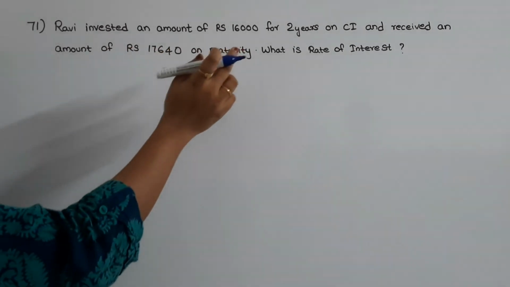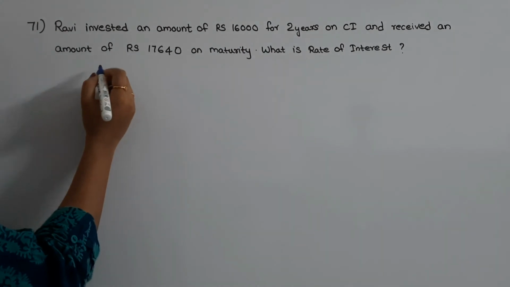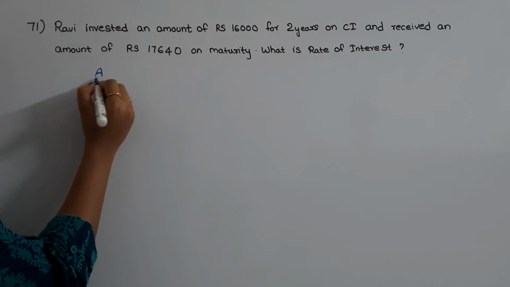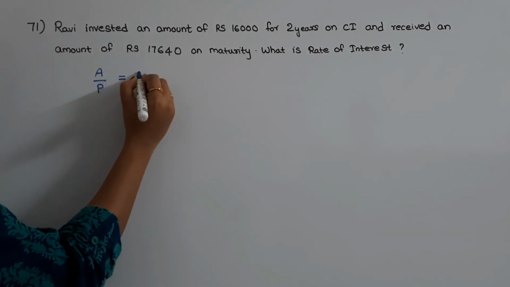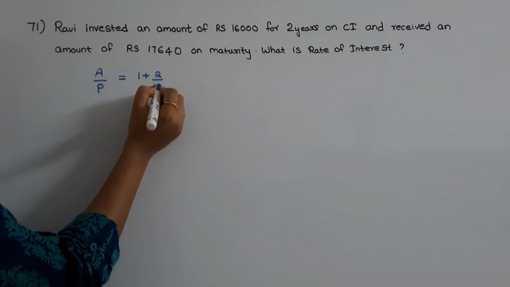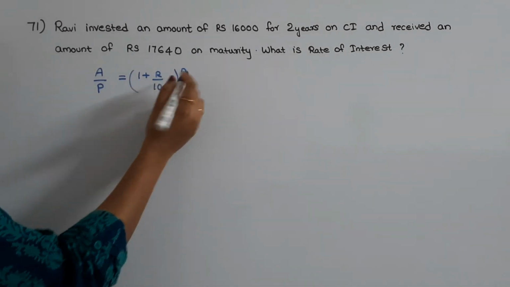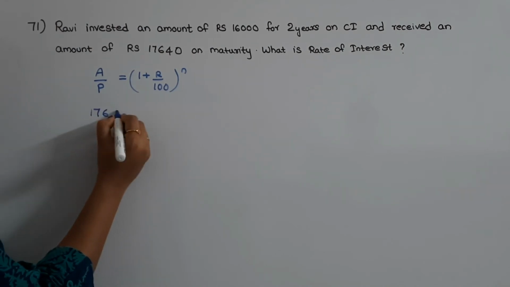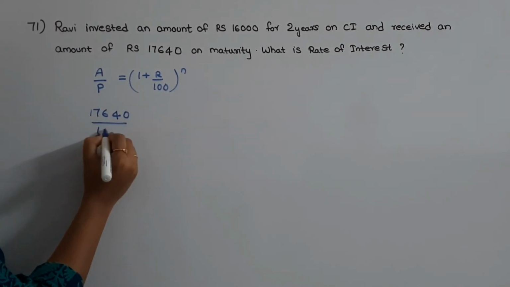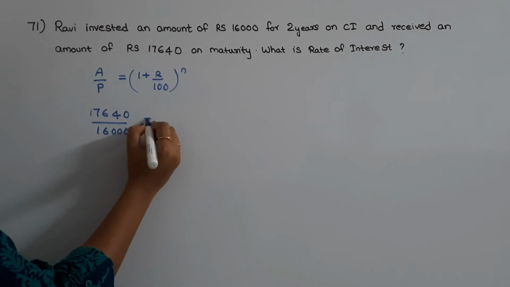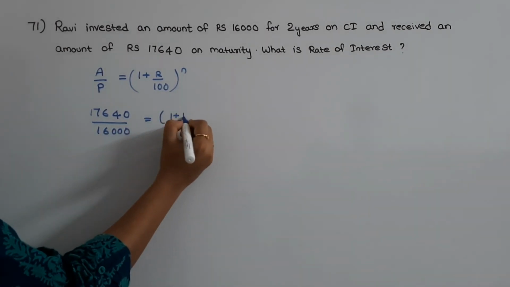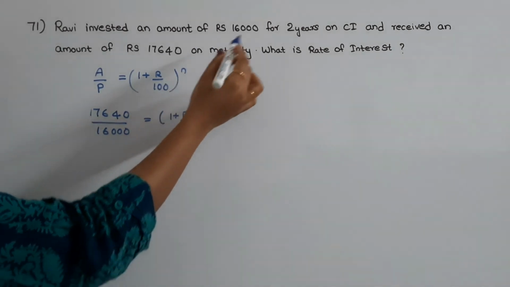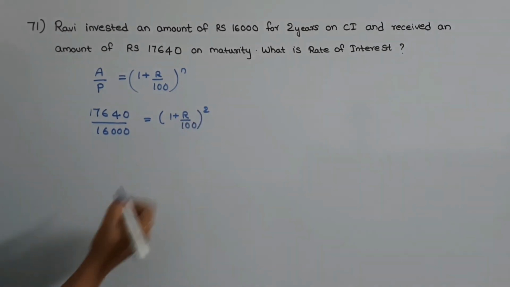So we know that in compound interest, amount is equal to P into 1 plus R by 100 whole raised to n. That we can write as A by P is equal to 1 plus R by 100 whole raised to n. Now substitute all the given values. Amount is given as 17,640 and the principal is 16,000 is equal to 1 plus r by 100, r we need to find out, whole raised to n, where n is the number of years, that is 2 years.